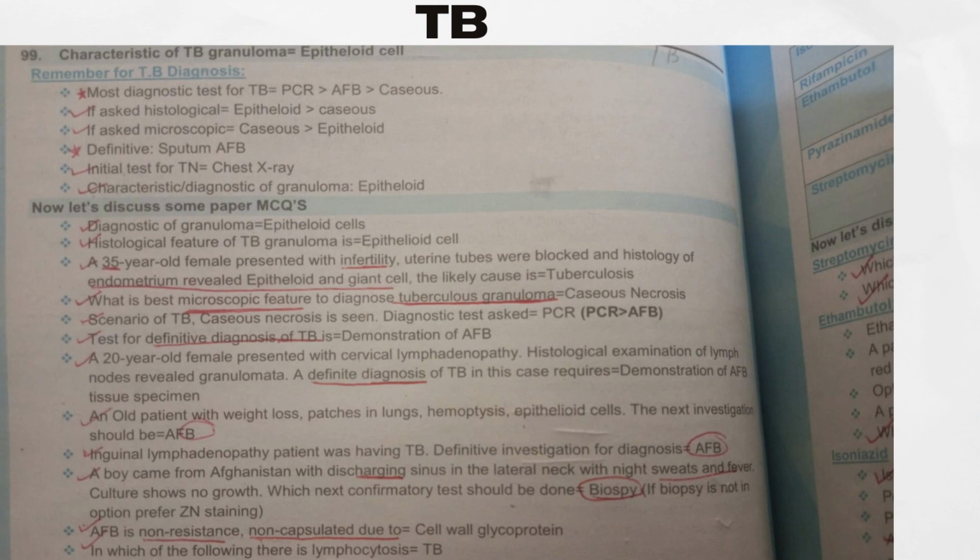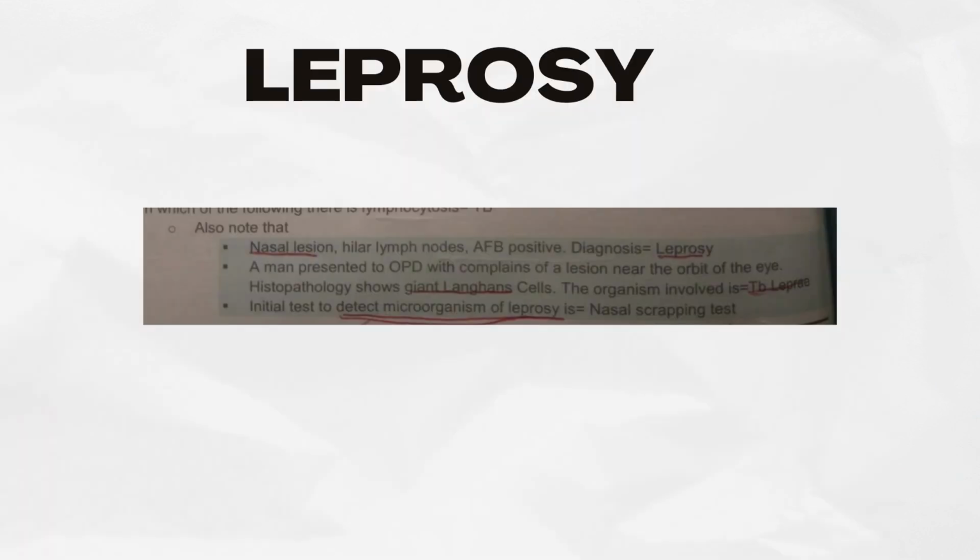Now there are a few more MCQs that you need to know. In which of the following there is lymphocytosis, that is TB. There are a few more MCQs that you need to know that are related to leprosy. If there is a mention of the nasal lesion or the lesion near the orbit of the eye, that is leprosy. Initial test to detect microorganism of leprosy is a nasal scraping test. So this was about tuberculosis.